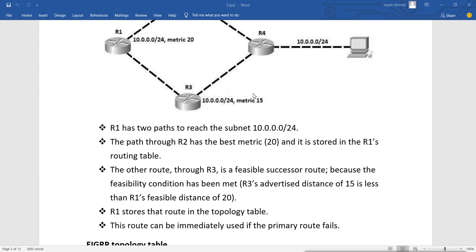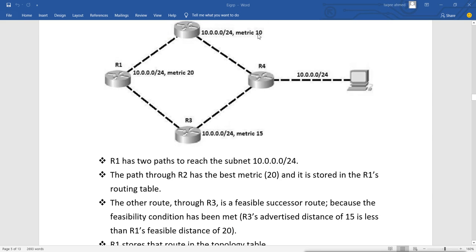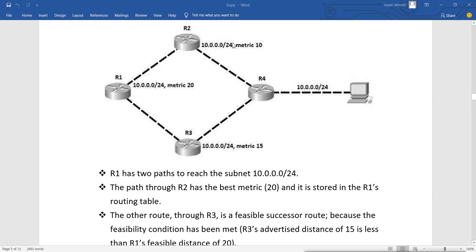So here router 3 is advertising that it can reach up to 15, and this router is saying it can reach up to 10. So what is the best one? The 10 one is best, so it uses this one. But this other one is also available, so it becomes the second best, and it is called the feasible successor. The successor will go to the routing table.